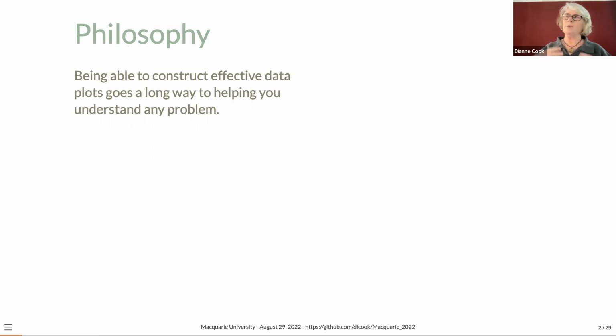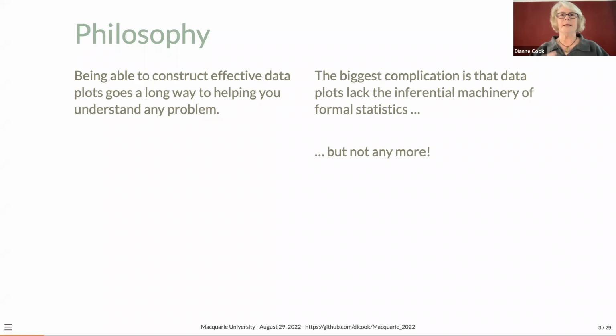The main reason for this is that making effective data plots goes a long way to understand any problem, and it's a very, very important activity. I don't think we do it enough generally, but one of the biggest complications, for decades and decades, is that we have lacked the inferential machinery to do formal statistics with data plots. And my argument today is that not anymore. We've got the equipment to be able to provide statistical significance.